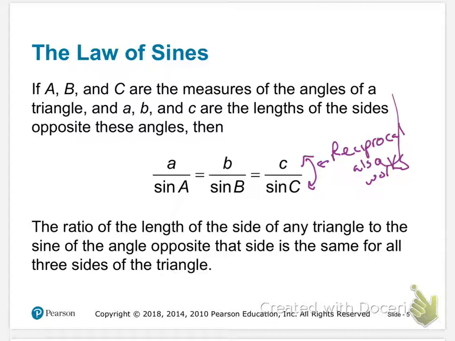So the ratio of the length of any side of the triangle to the sine of the angle opposite that side is the same for all 3 sides of the triangle.